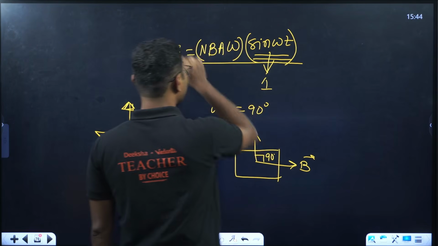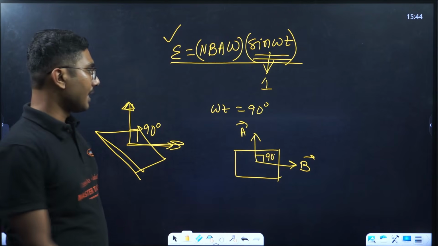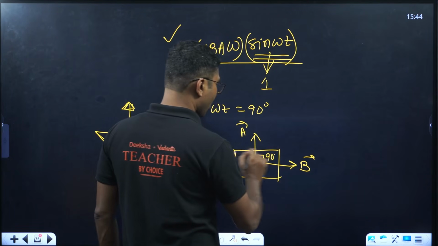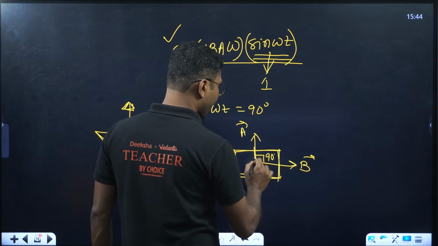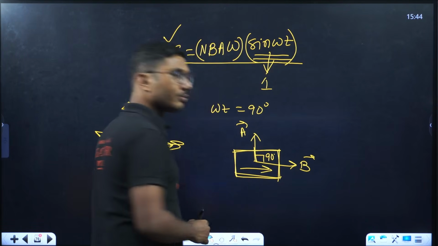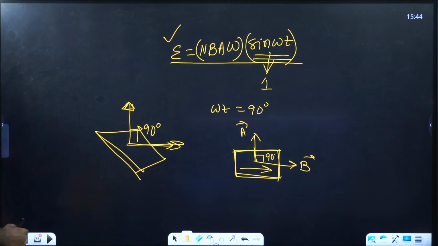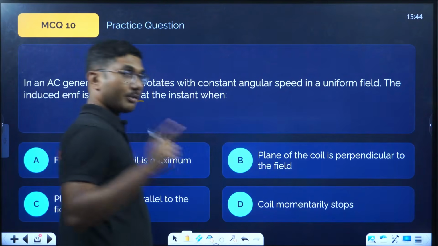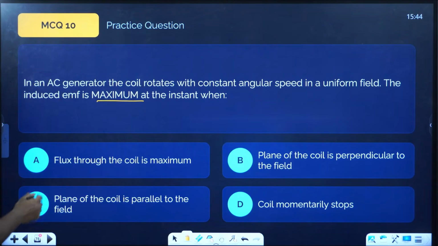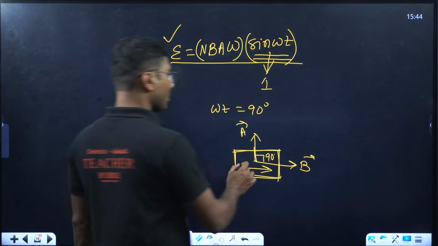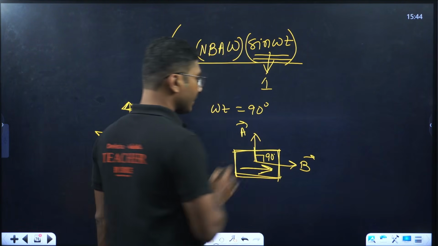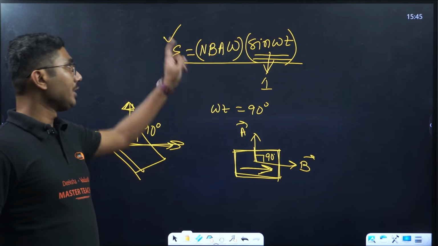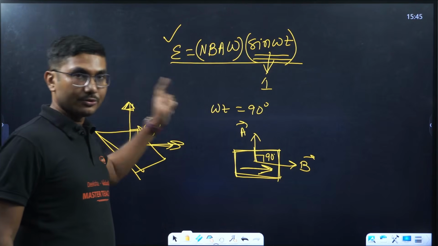So at this instant, the epsilon is maximum. That means the plane of the coil is parallel to the magnetic field. Okay, so again I made a mistake. You should also not make that mistake here. The plane of the coil is parallel to the field. That is very, very interesting. Only then will we get maximum induced EMF.